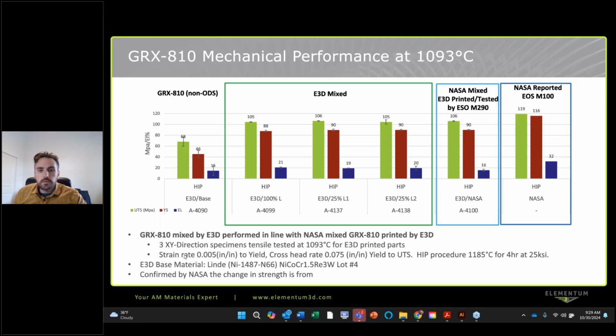Come on. Patrick, it's not forwarding the slides.